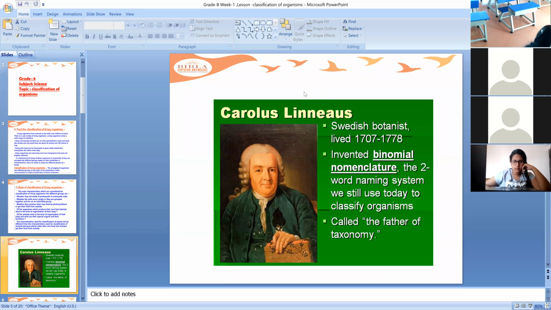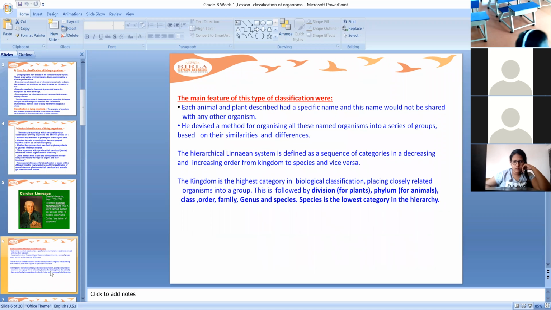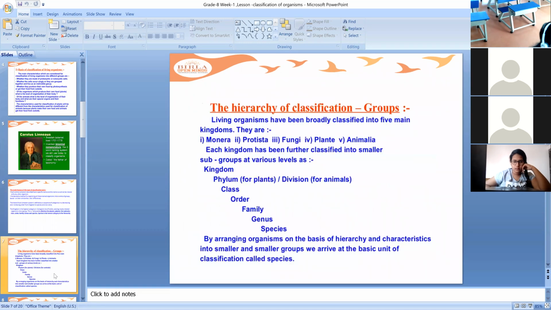We'll go through it one by one. Firstly, we'll see what Linnaean classification is. The main feature of this type of classification is that each animal and plant is described, as I said just now, with a specific name. The hierarchy of the Linnaean system is defined as a sequence of categories in decreasing and increasing order from kingdom to species and vice versa. So firstly, we'll see the hierarchy of classification.